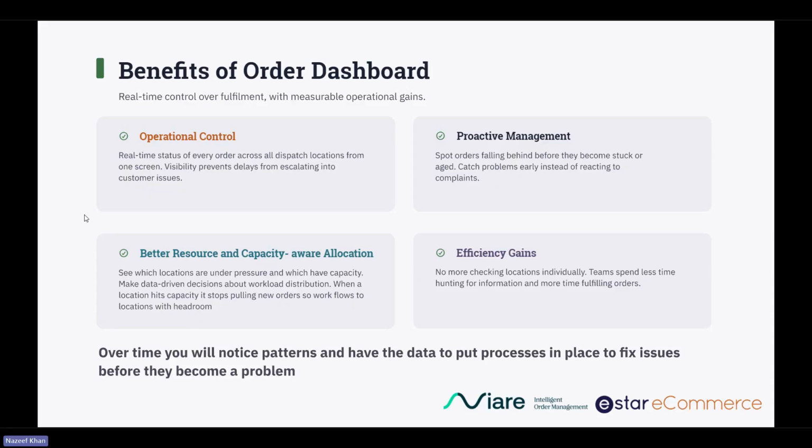reacting to complaints. The other one, better resource and capacity aware allocation, for those of you that are on pool-based routing, where you can see where you can actually pull the orders to process. You can have a look at your queue for that particular location and go, actually, we've got 100 orders in our pipeline at the moment that we need to process and get out. Let's not pull any more orders in here until we've gotten rid of those.